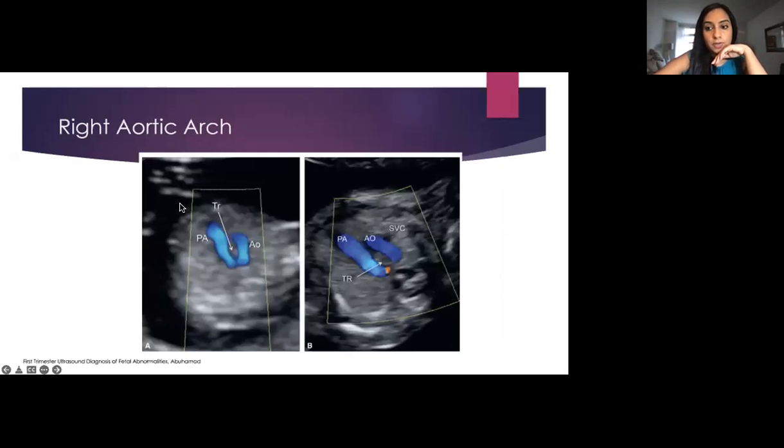So when you get your three-vessel trachea view, this is a fetus at 13 weeks, and you have a right-sided aortic arch with left ductus arteriosus. So basically, this is your U sign, and this is on transabdominal, and then this is transvaginal. And the big sign is that you see your trachea that isn't in the right place.